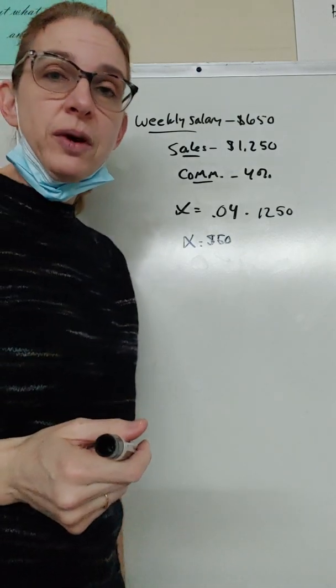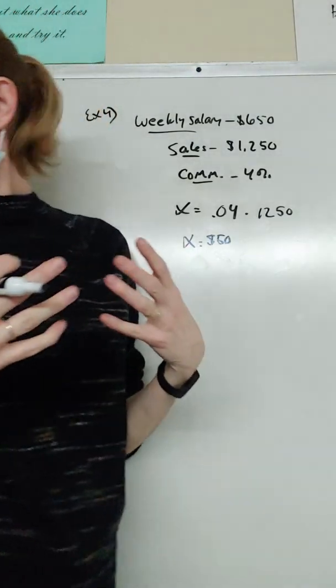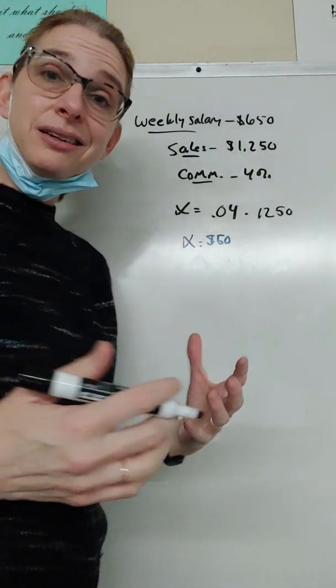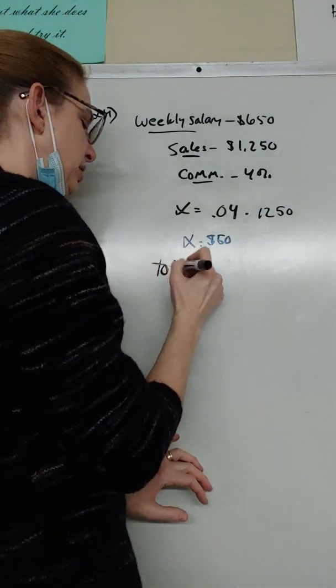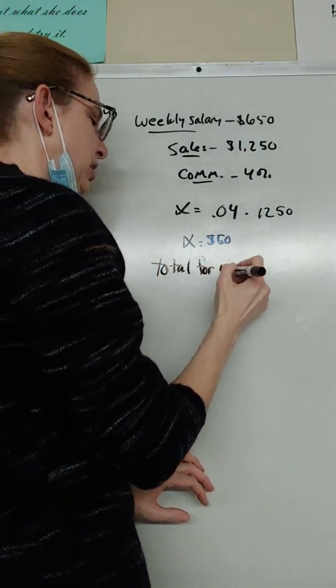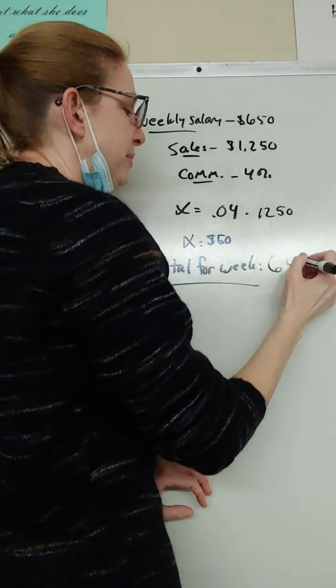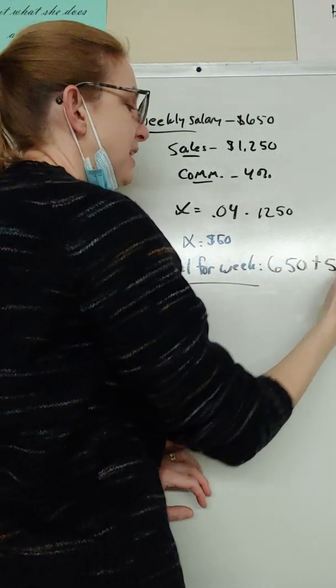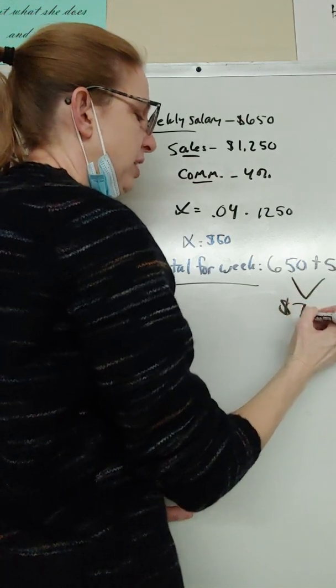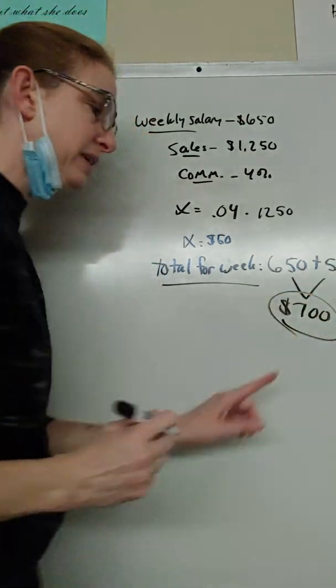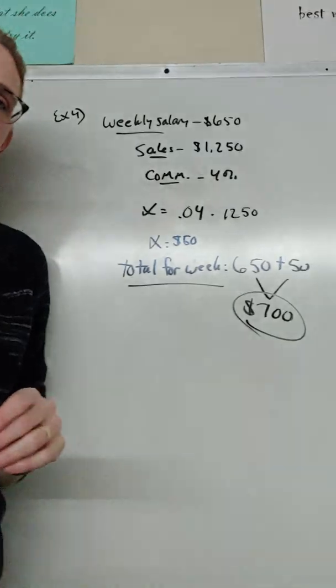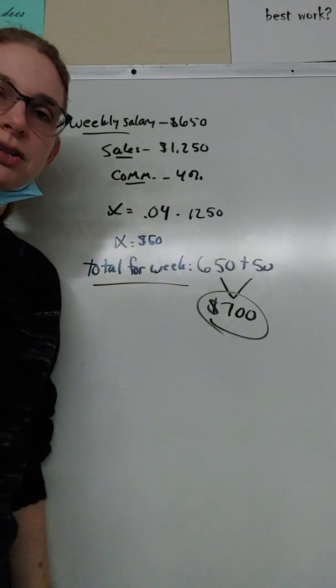Now, is that the answer to the question? No, the question is how much does this person make in total for the week? Well, remember, they get $650 just for showing up. And then they made $50 in commission on their sales. So what do they get paid total for the week? $700. Ooh, I lost you. All right. They get paid $700 total for the week.